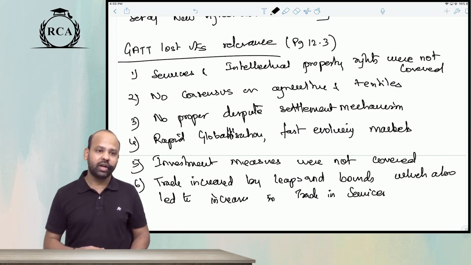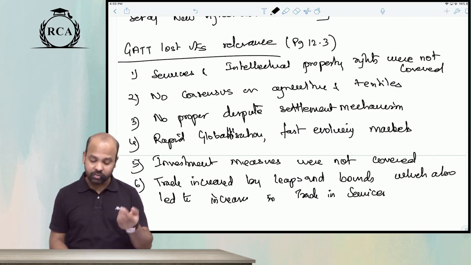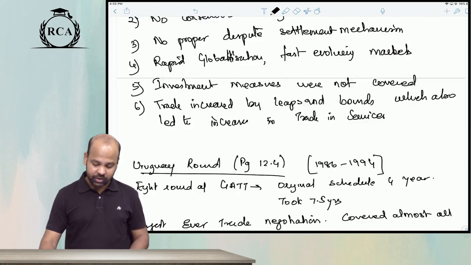The merchandise trade was increasing by leaps and bounds as such, which also led to an increase in trade and services, and that was beyond the scope of GATT. There was no proper dispute settlement mechanism. There was rapid globalization, fast evolving markets, guys, and investment measures were not covered.